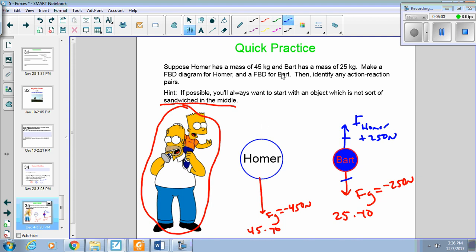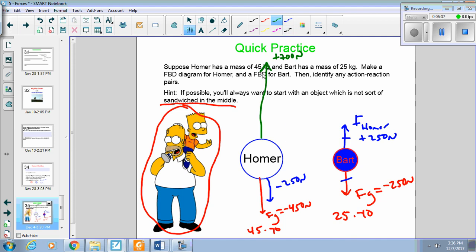But you'll notice that Bart is also supplying a force. And that one is negative 250 newtons, right? Because Bart is sitting on Homer. So that means that in order to hold Homer and Bart, the ground needs to supply a normal force that is equal to positive 700 newtons, right? Negative 250 plus negative 450 gives you 700 down, and we need to have 700 going up in order to work.